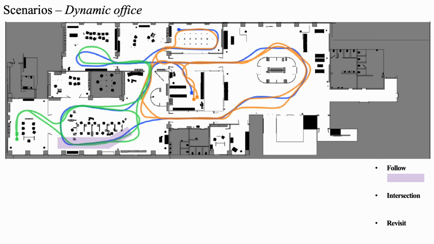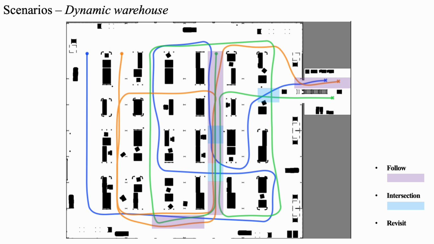Similar to the dynamic hospital, we can see that there are lots of revisits between robots in most areas. Also, in the office environment, there is no intersection between robots, and it contains one follow case. This page shows the total scenarios for each robot in the dynamic warehouse environment. In this environment, all cases are evenly distributed.